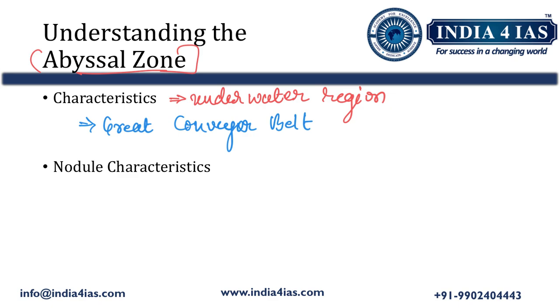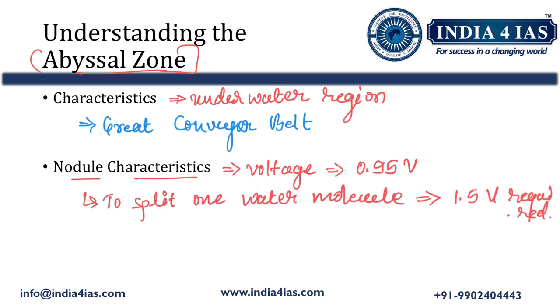Now we will discuss the characteristics of the polymetallic nodules. The surfaces of the nodules had a voltage of up to 0.95 volt, whereas to split one water molecule, the required voltage is 1.5. So the available voltage is 0.95. The researchers suspected that the voltage could build up if many nodules are close together, like the cells of a battery, and this can potentially be one of the reasons for producing the oxygen.